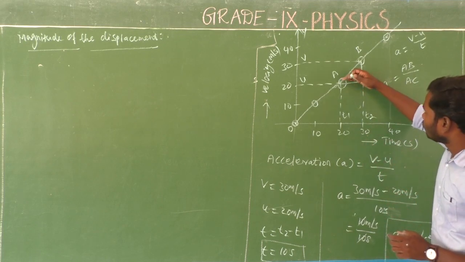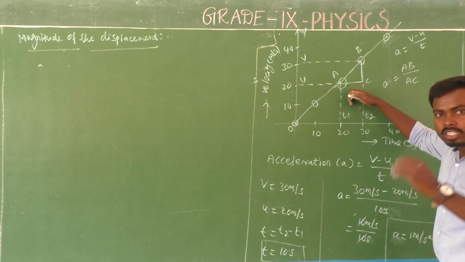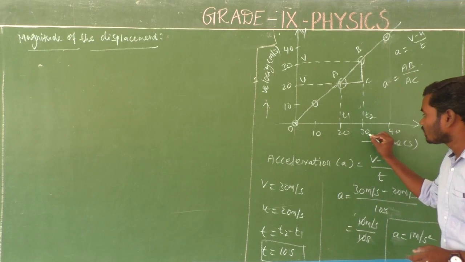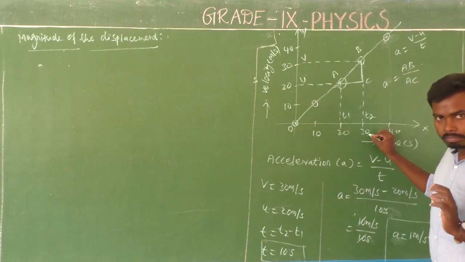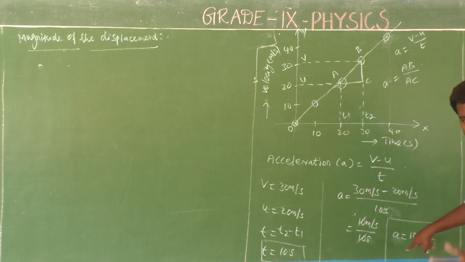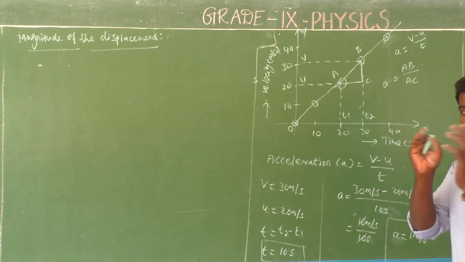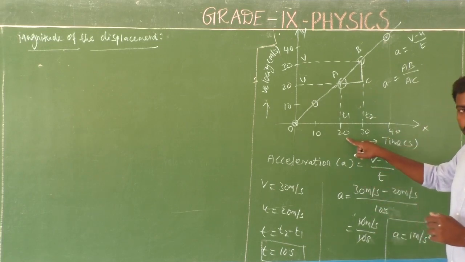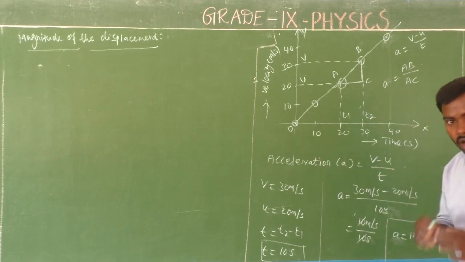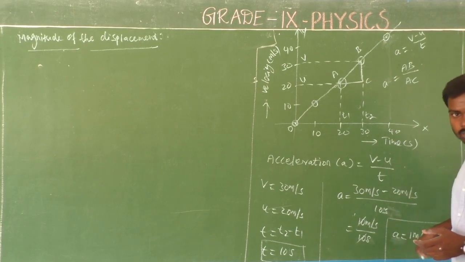Yes, this area fully is the displacement covered by the object during the time interval of 20 second and 30 second. Is it clear? Very simple. Look at here, I am telling again and again. So here the acceleration of the object is 1 meter per second square. Actually between what interval of time? At the interval of 20 second and 30 second, the acceleration of the object is 1 meter per second square.